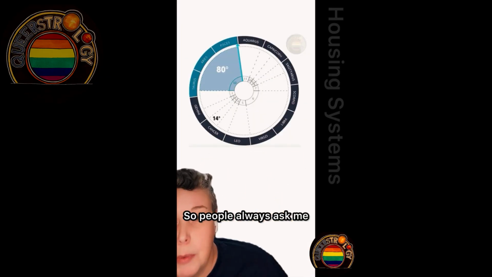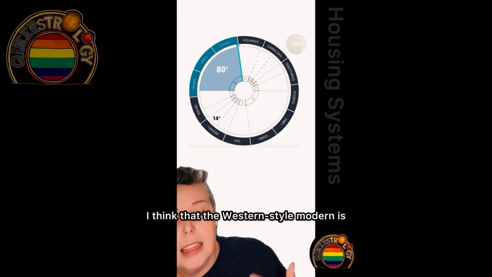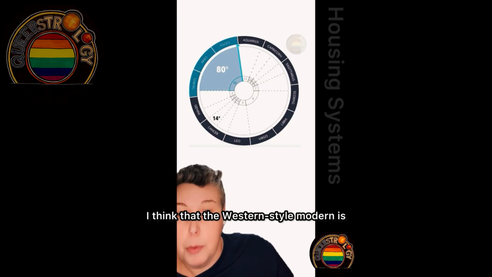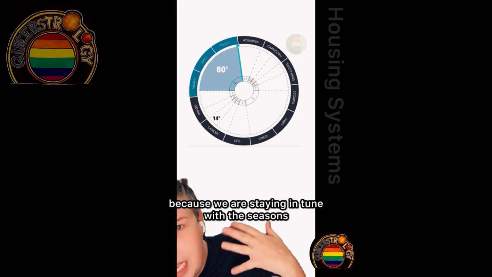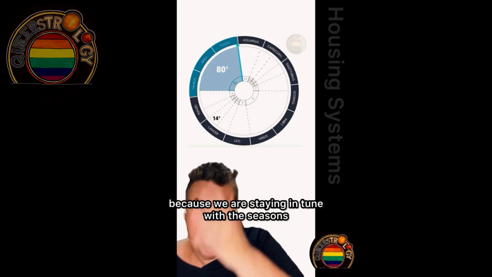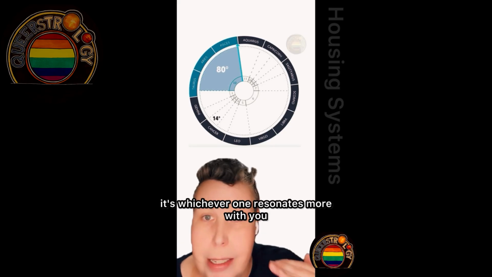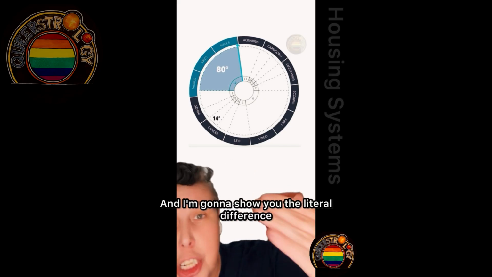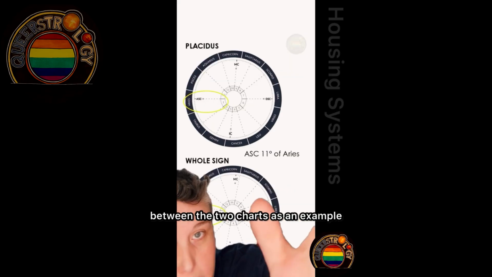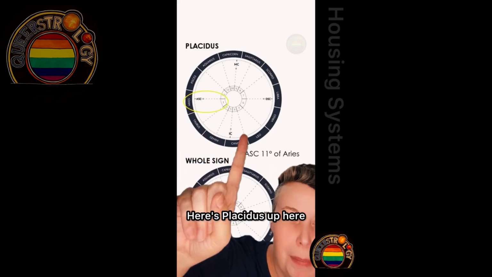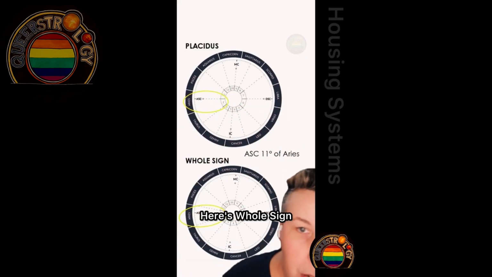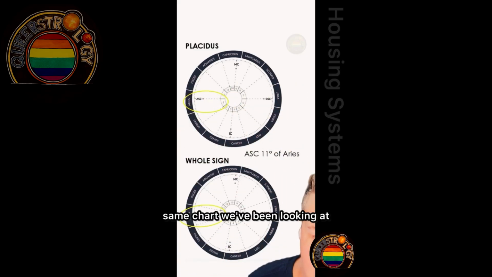So people always ask me what's more accurate. I think that the Western style modern is more accurate now, because we are staying in tune with the seasons as it's moving through. But honestly, it's whichever one resonates more with you. And I'm going to show you the literal difference between the two charts as an example. Here's Placidus up here, the same chart we've been looking at. Here's whole sign, same chart we've been looking at.